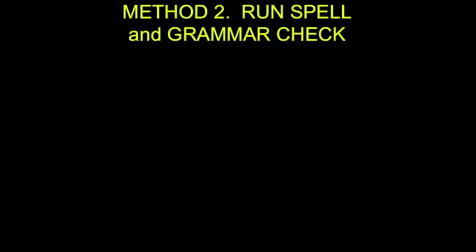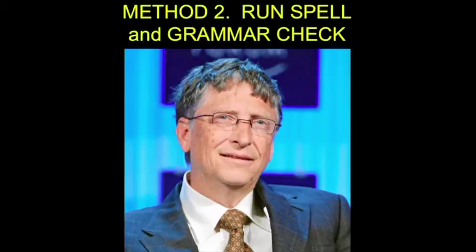Method 2, run spell and grammar check. Once you've used the reverse outline to effectively reorganize your essay, you can move on to working on grammar, mechanics, and style. The easiest way to start this process is to run spell and grammar check. Bill Gates probably earned many a wrinkle by perfecting spell and grammar check for you. Let his work help you by using these easy tools in Microsoft Word.